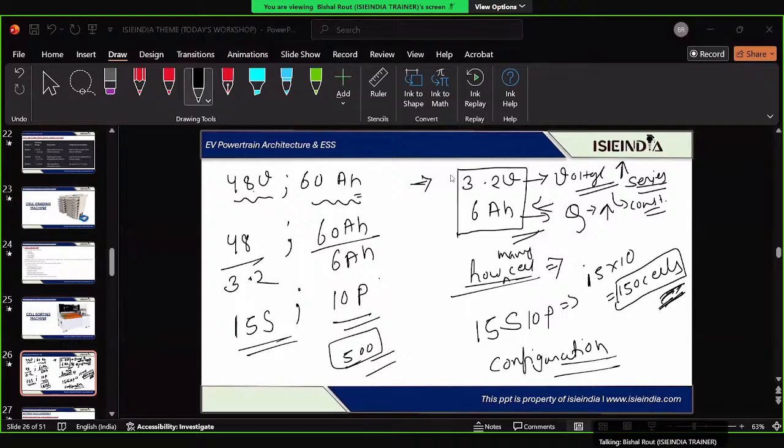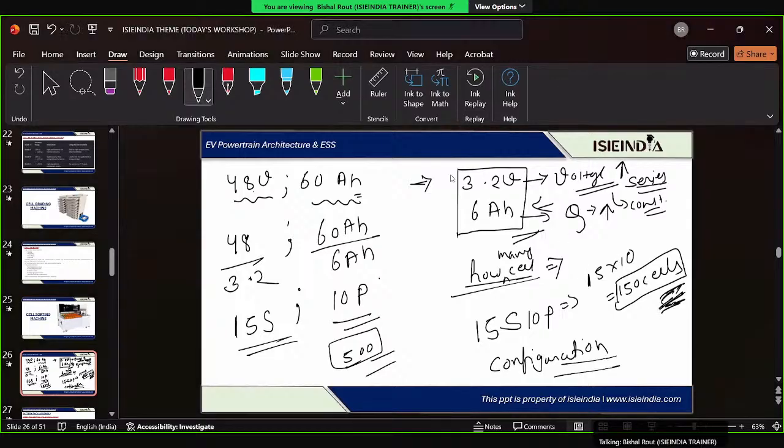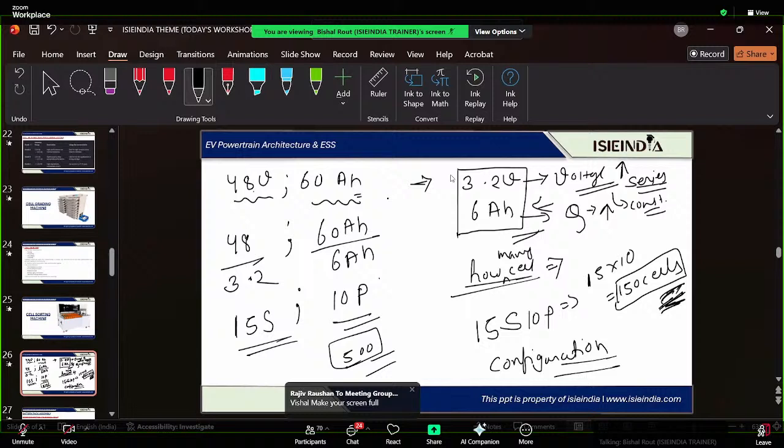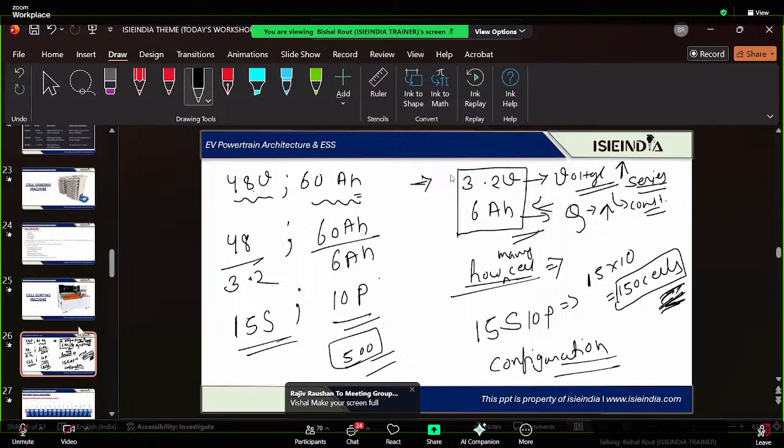So 150 cells need to be selected by you, and then only can you manufacture a 48 volt and 60 ampere hour battery. Is this thing clear to all of you? I hope these connections have been clear to all of you.